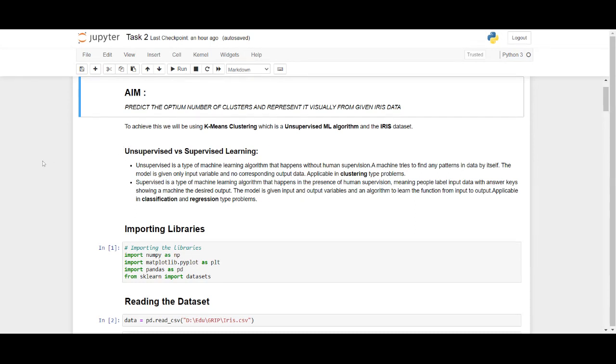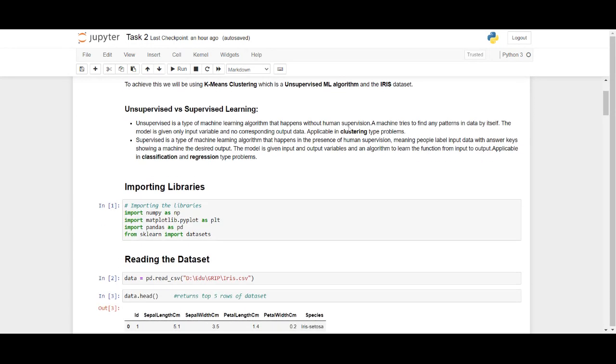What are the differences between unsupervised and supervised learning? Unsupervised is a type of machine learning algorithm that happens without human supervision. The machine tries to find any patterns in data by itself. The model is given only input variables and no corresponding output data. It is applicable in clustering type problems.